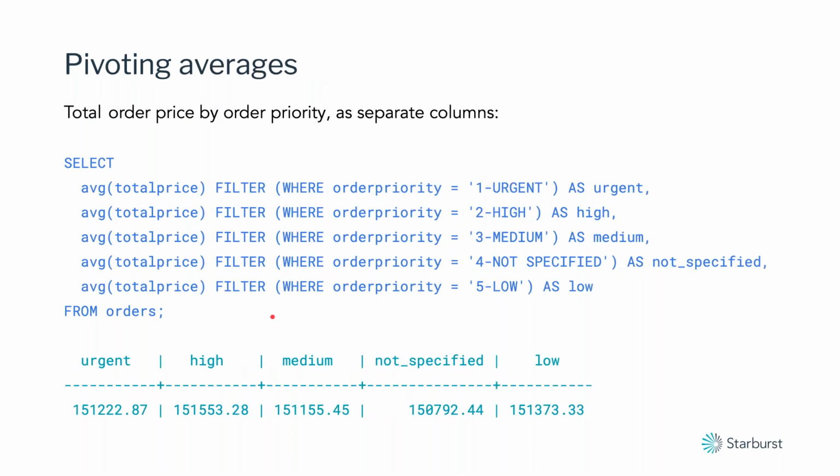So we can see here we use the same filter trick on averages, where we want to say, what's the average price for each order priority? And then we could say average total price filter where the order priority is what we want, and then we also get a column of the averages for each order priority.